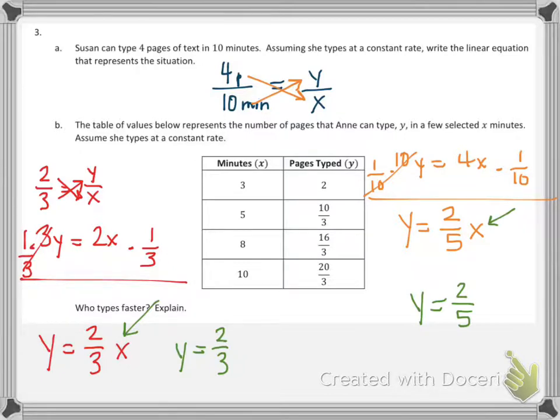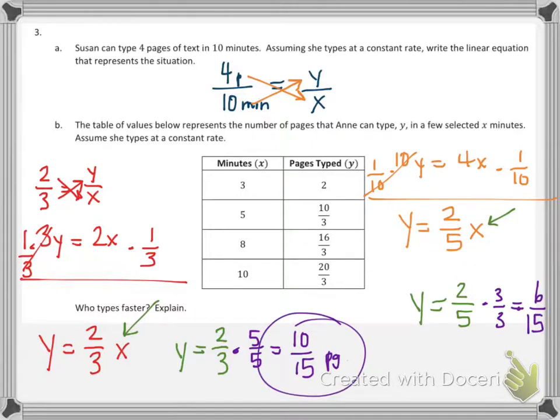So I'm going to change both these denominators to 15. So I'm going to multiply by 5 over 5. That gives me 10/15 of a page. And then multiply by 3 over 3. That gives me 6/15 of a page. And 10/15 is bigger than 6/15. So Anne is faster.